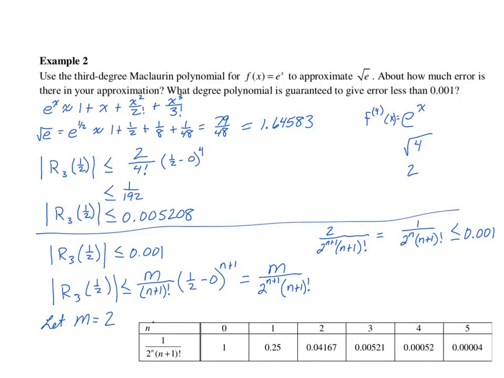If you look at the table, when n is 0, the value of this function is 1. When n is 1, 2, 3, 4. Now the first time that our value for the function comes below 0.001 is over here when the n value is 4. That tells us that a 4th degree Taylor polynomial is what we would have to go to in order to get an error of less than or equal to 0.001.